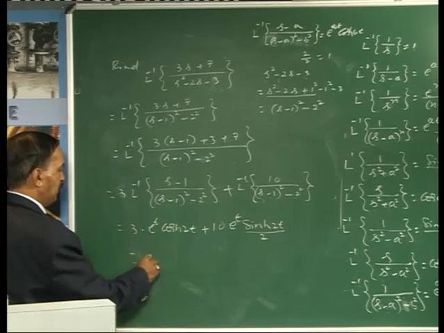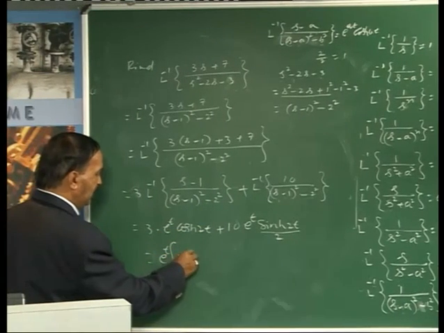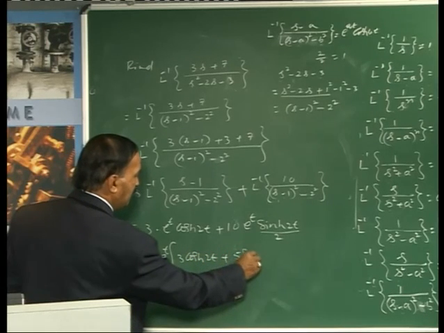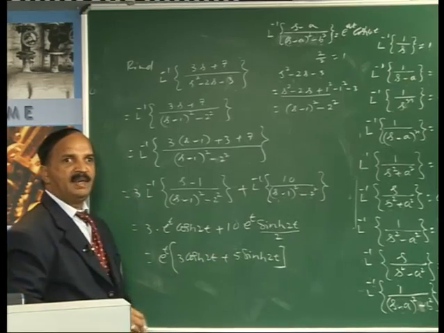So, that is equal to e to the power of t, you take outside, write the remaining here, that is 3 into cos hyperbolic 2t plus 5 sin hyperbolic 2t. So, this is the required answer.